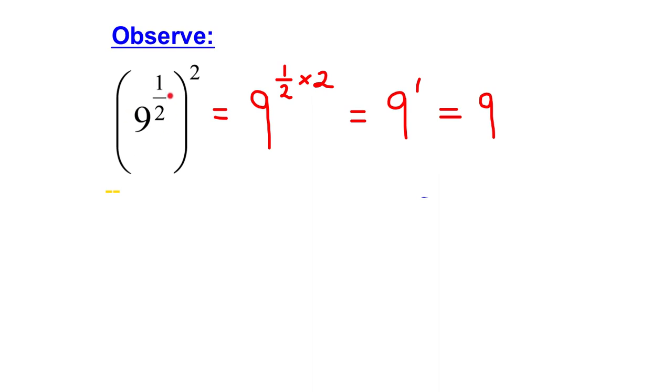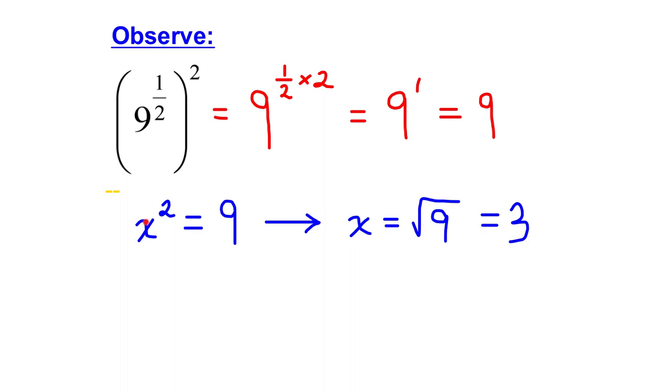Now, just watch what I'm doing here. Here I have 9 to the exponent 1 over 2. This is a rational exponent. If I were to square this power, this is now a power of a power. And I know my exponent laws. If I have a power of a power, I can simplify that by multiplying the exponents. So that's what I'm doing. When I do 1 over 2 times 2, it's 1. So this simplifies to 9 to the exponent 1, which is 9.